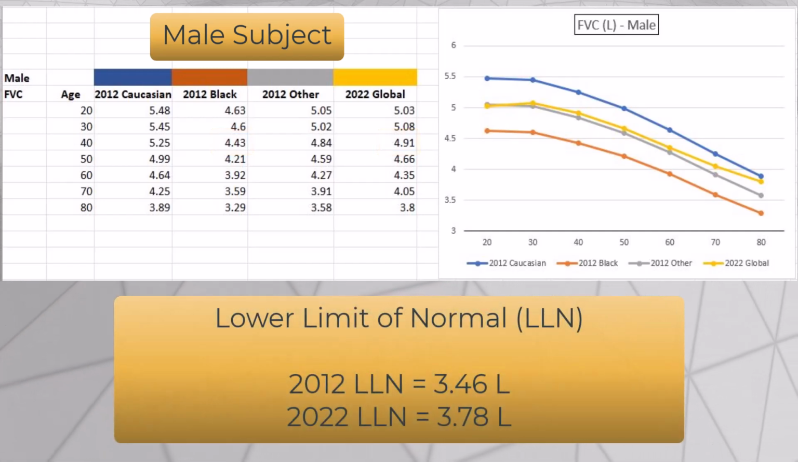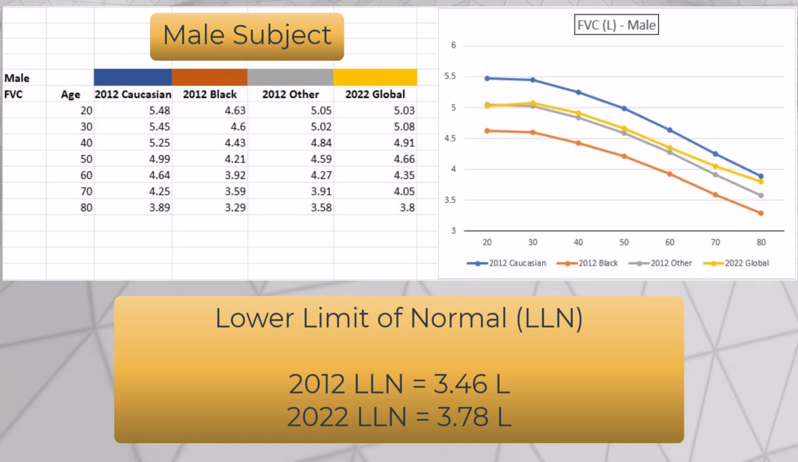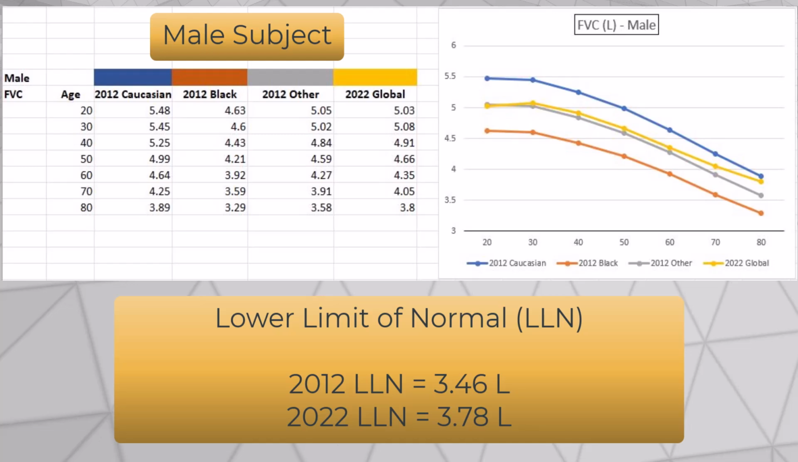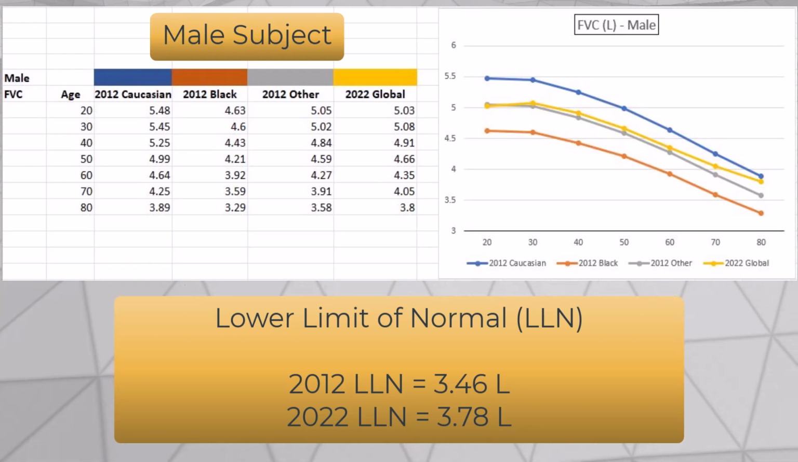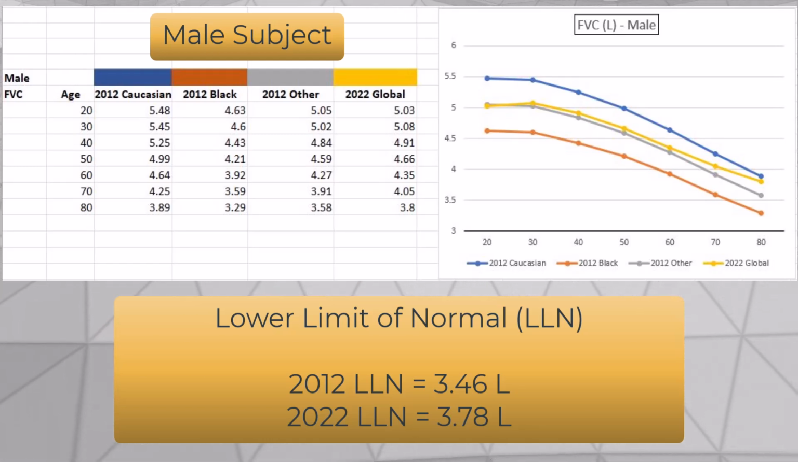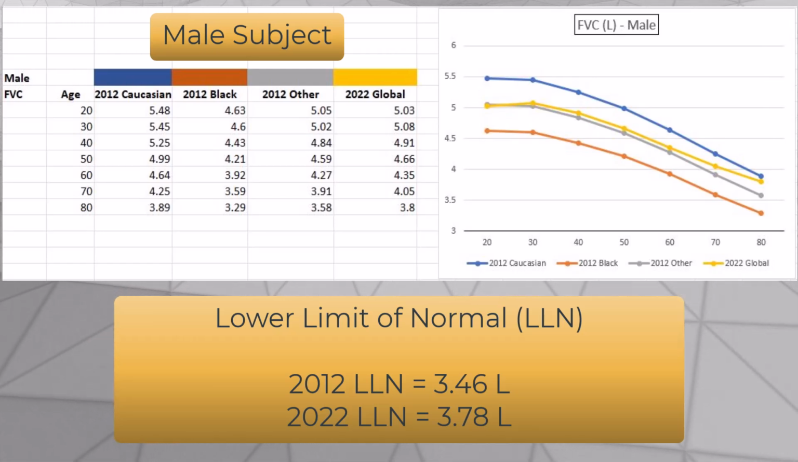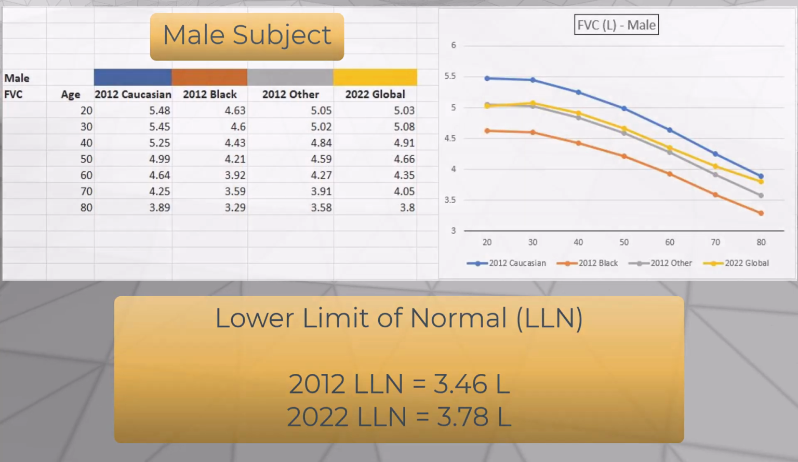The LLN using the 2012 equation would be 3.46 liters, while the LLN using the 2022 race-neutral equation would be 3.78. Basing an interpretation on comparing an actual value to a higher lower limit of normal could make this Black subject appear to be abnormal.